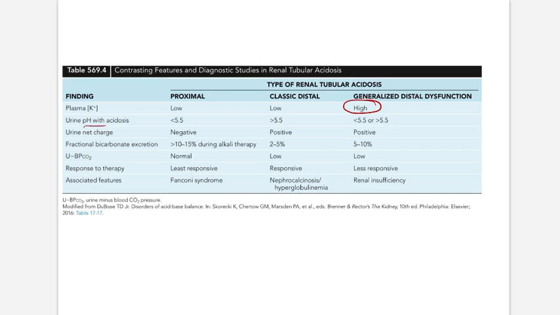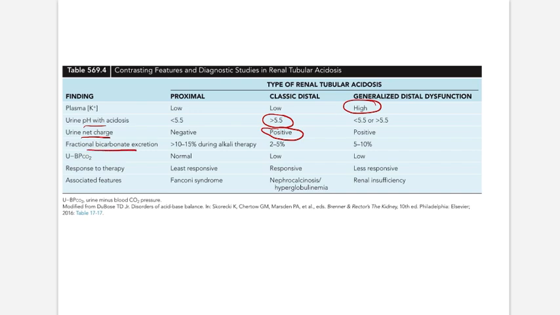Urinary pH, we discussed it. In distal RTA, the pH will be more than 5.5, or you can say more than 6. In other conditions, it will be low. Urinary net charge or urinary anion gap we discussed: in distal RTA, type 1 RTA, it is positive, and sometimes in type 4 RTA it is positive, but classically urine anion gap is positive in distal or type 1 RTA. Fractional bicarb excretion.